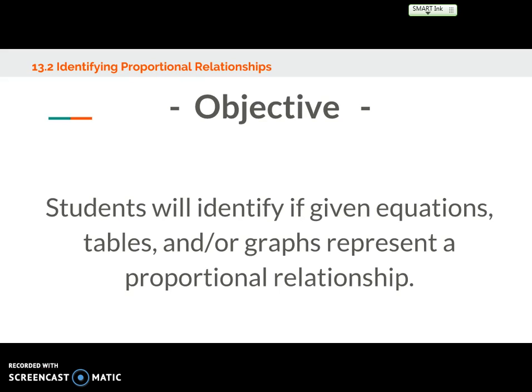Our objective for today is that students will identify if given equations, tables, or graphs represent a proportional relationship. So you're going to be given an equation: is the equation a proportional relationship? You're going to be given a table: is it a proportional relationship? And then also with a graph.